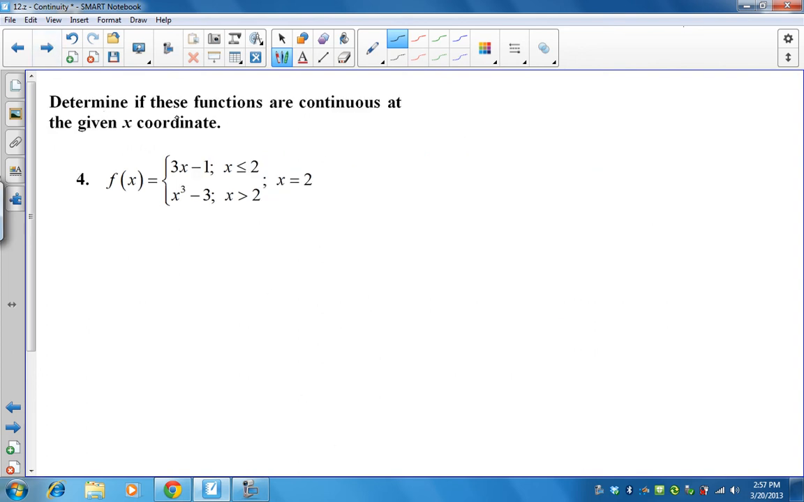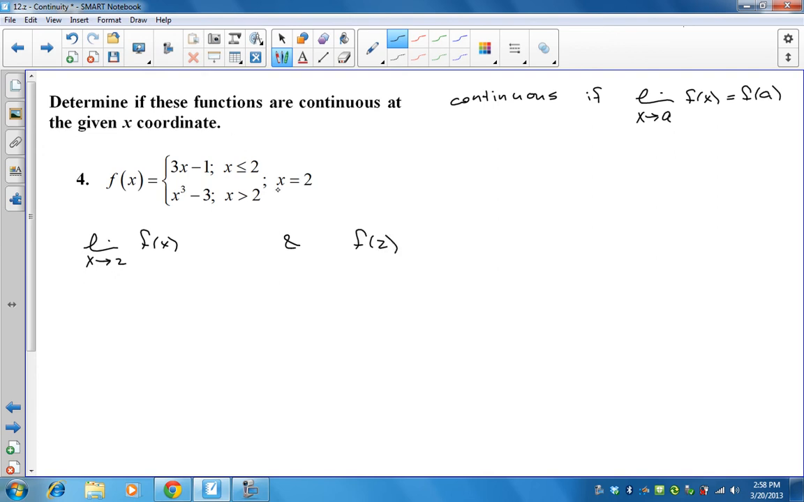Let's see, determine whether these functions are continuous. Now we're going to look at that limit definition. A function is only continuous if the limit as x approaches a of your function is equal to f of a. So what I've got to do here is I need to find the limit as x approaches 2 of f of x, and I need to find f of 2 because that's the point I'm worried about.